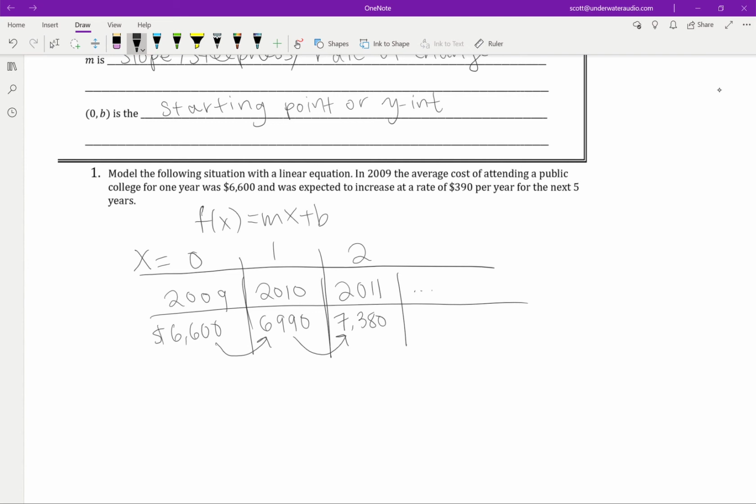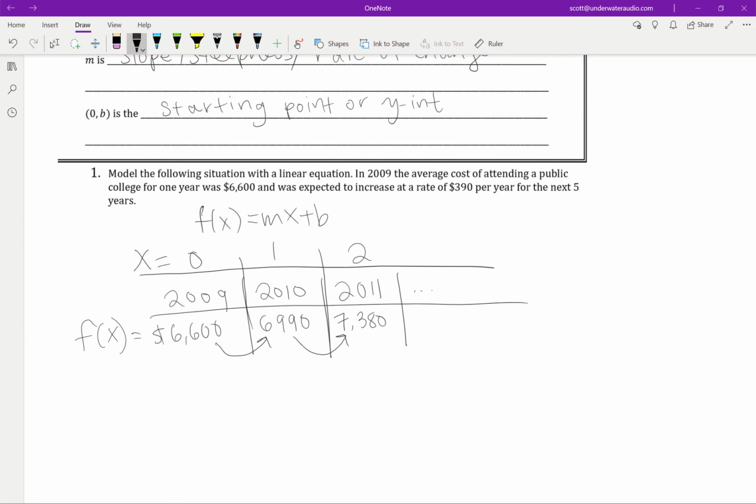So if these are my x values, then down here, these are my f of x values. Sometimes I have trouble figuring out what's going to be my x and what's going to be my f of x. As a rule of thumb, if time is an option, like 2009, 2010, 2011, time should always be your x if that's an option. So that's how I got x equals 0, 1, and 2: I know that time is usually x.